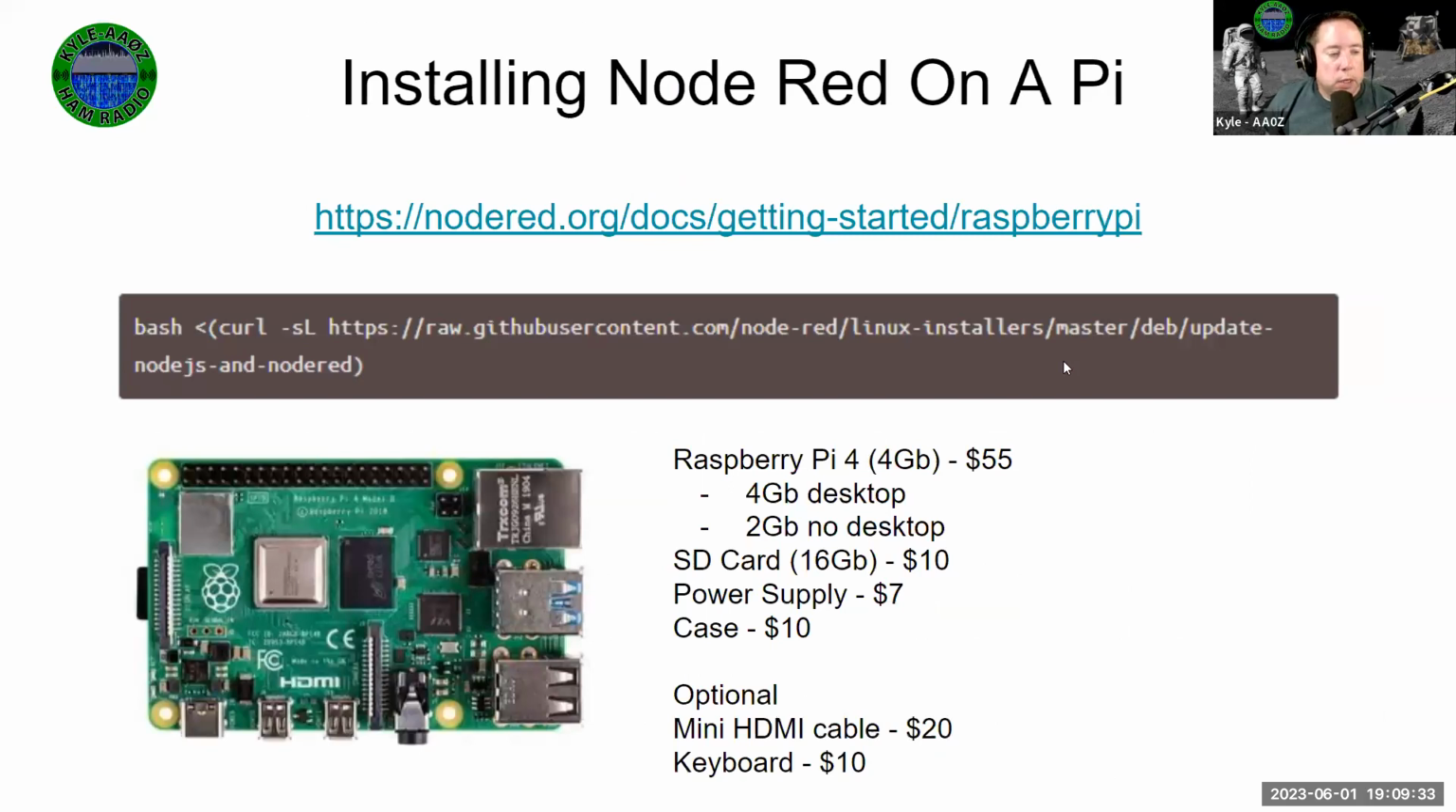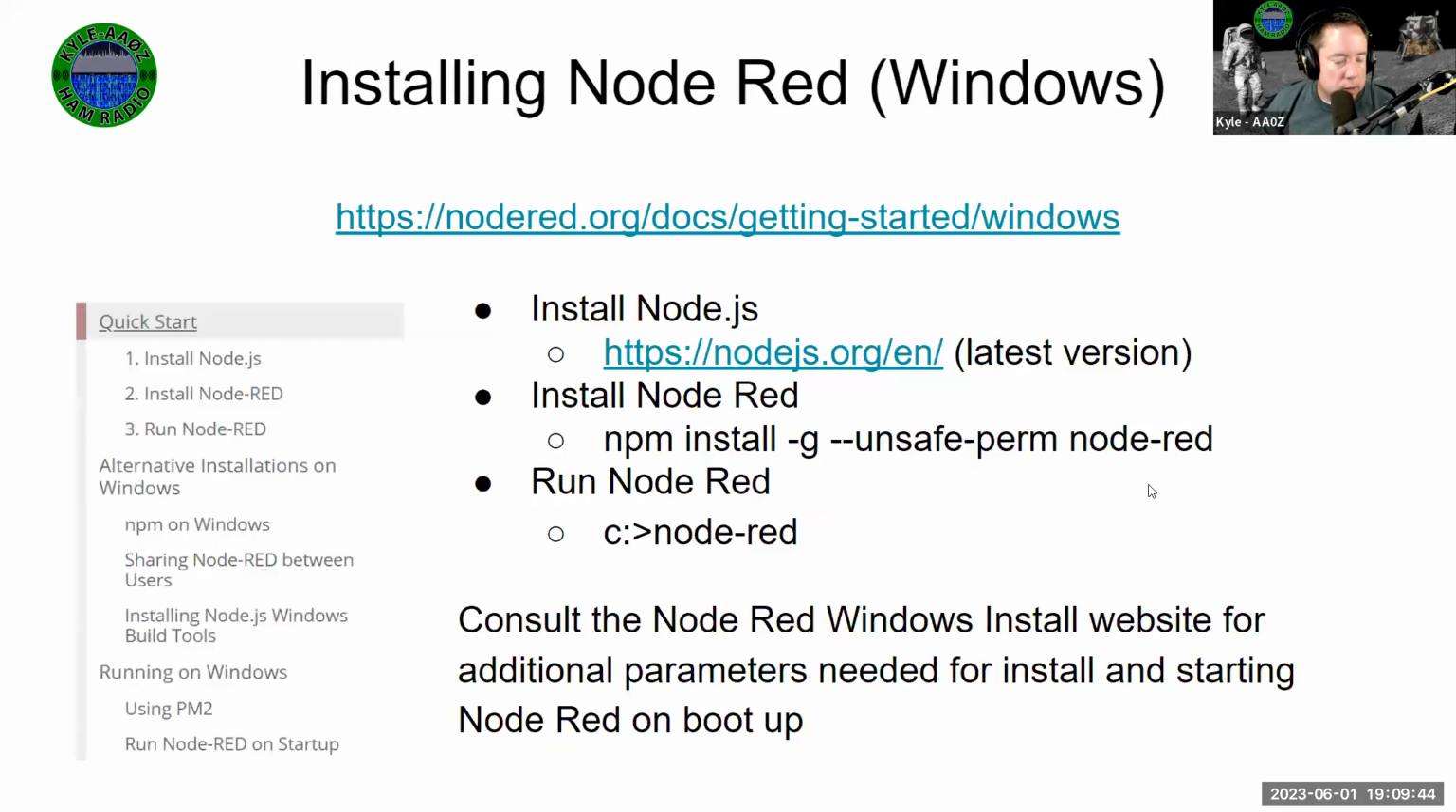All right, so one script on a Raspberry Pi, this bash script, is all you need. It installs everything for you on a Raspberry Pi. It's really simple. Again, you can install this on Windows. Basically, you go through the parameters on this getting started in Windows URL, but you have to keep the DOS window open or Node-RED will shut down.